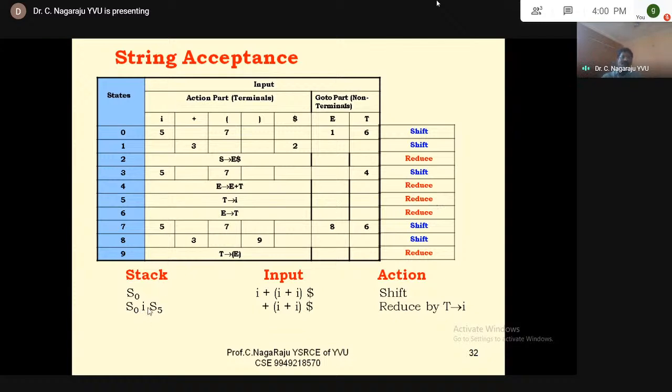That means here I5 and I7 is reduced by this. That means I is replaced with the T from the expression. Then that is the upper state, that is the parent state. So then with the parent production we can.